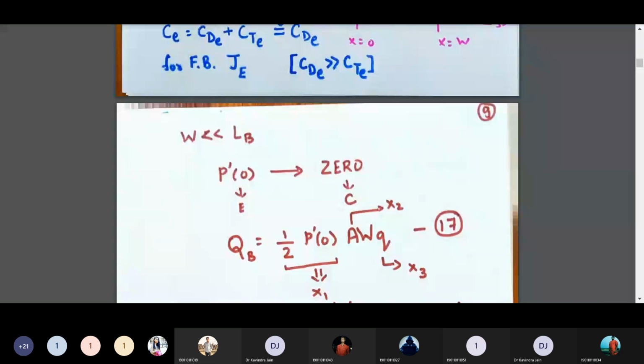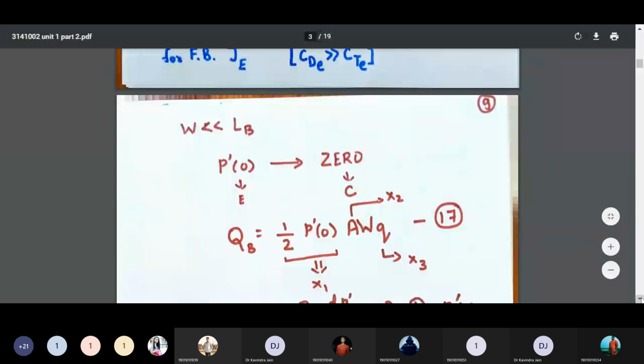So guys, X1 is nothing but average concentration. X2 is base cross sectional area. W we already know that is base width. AW becomes volume of the base, and Q is a very well known term, that is the charge of electrons. Can I proceed further? I hope you have noted all the fundamental terminologies along with the formula, which is equation number 17. Please note down the next equation, that is equation number 18.